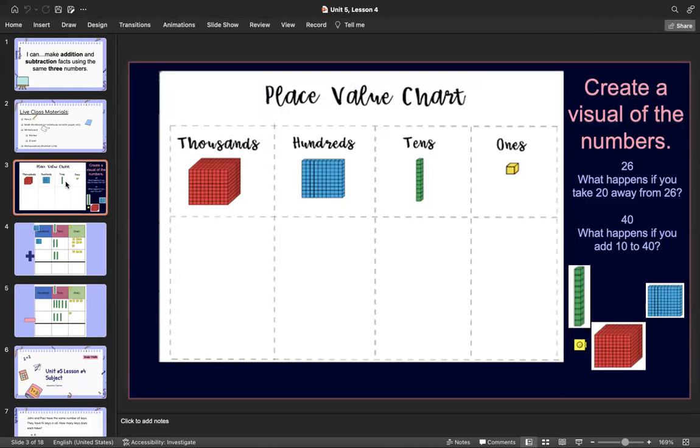Your next number is 40. What happens if you add 40? You could add 40 if you want to try that one and you really want to challenge yourself. So 40, what happens if you add 10 to 40? So you have two different problems there now. Pause, work with your learning coach.